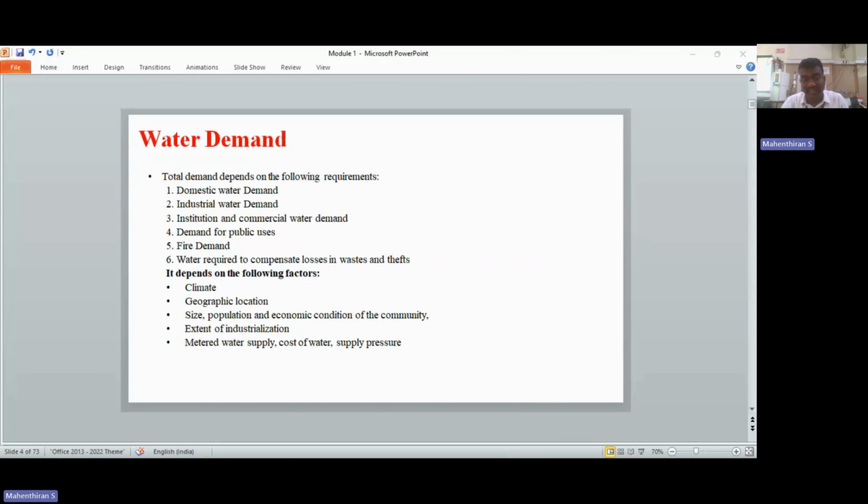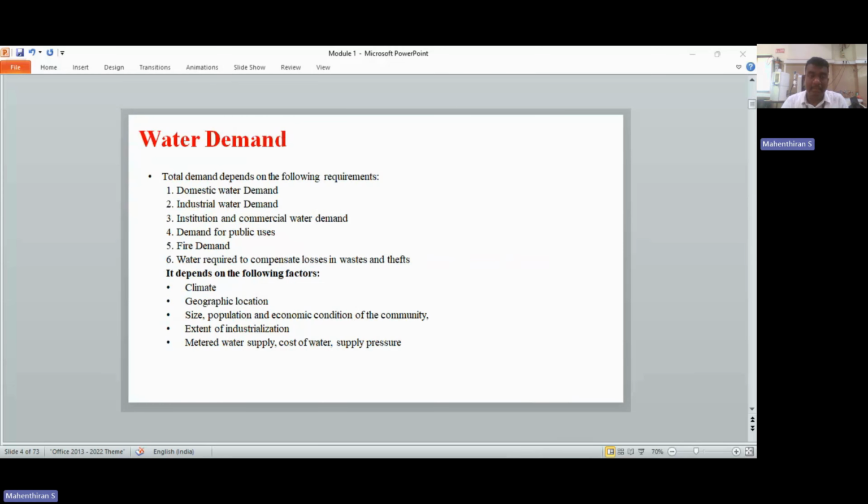Next one is the standard of living. In higher income communities, water usage is higher due to more appliances, better sanitation, and lifestyle habits also. So, demand is not just about the number of people, but also how they live. Next one is the extent of industrialization. If an area has more industries, water demand will increase significantly. For example, a city with many factories will require more water than a purely residential town.